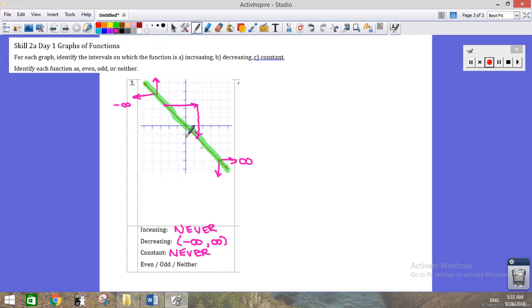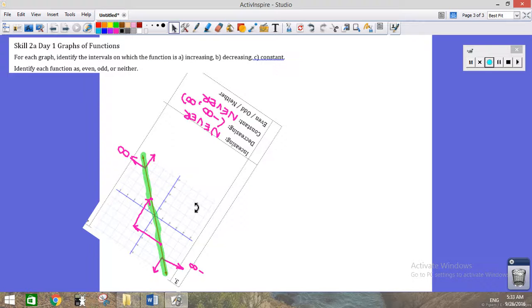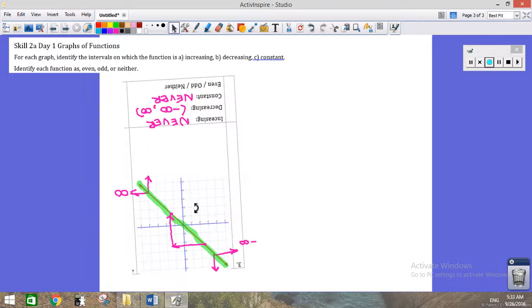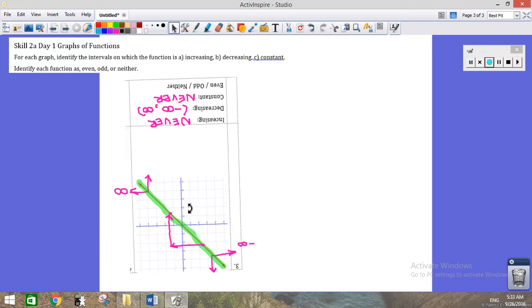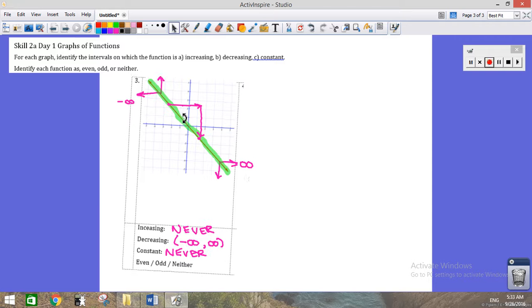We do see that the graph is going through the origin, and that if you rotate the graph 180 degrees, you'll get the same picture. See how the line has a slope of -1. So it's an odd function.